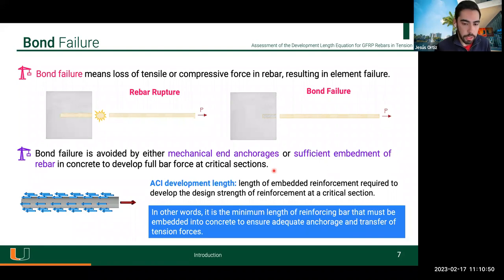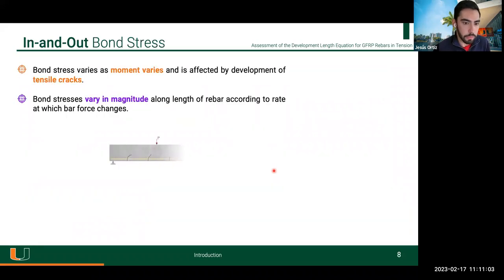If you need to embed your bar, or you need to splice your bars because you need to cut them, that is the minimum length that you need to transfer those stresses. So these tensile forces are transmitted to the concrete by means of the bond stresses. The bond stress varies as the moment varies, depending on the cracks, depending on whether you change the tensile stresses on the rebar.